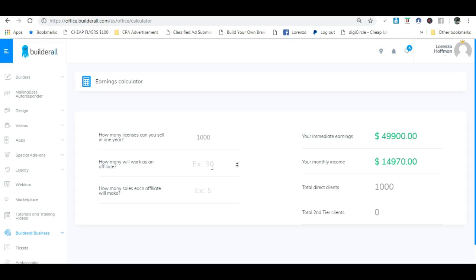Let's say half of these people want to share the opportunity with at least 3 of their business partners. Let's say half of them want to share with at least one of their business partners.